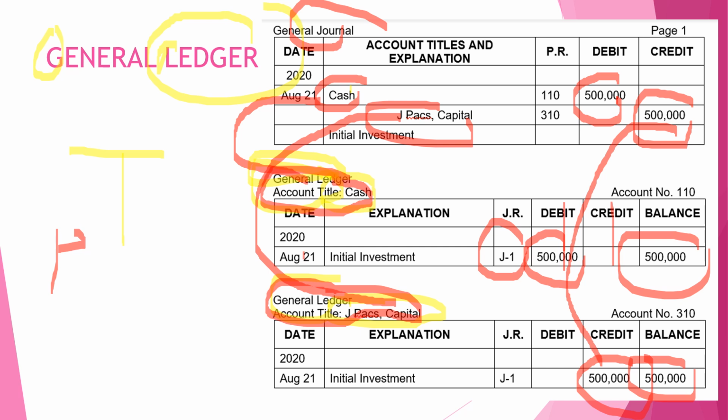After posting the amount to the ledger, write the account number in the posting reference column on the journal. If you remember, during the journalizing, we leave this blank because we can only write here after we post the transaction to the general ledger. Look at this one. The general ledger account title cash has an account number 110. So where did you post it? This is the posting reference, 110. And account number 310 for the capital. So you write it here.